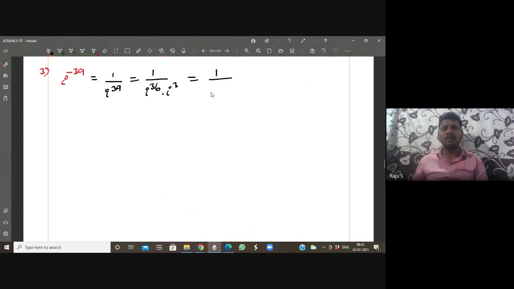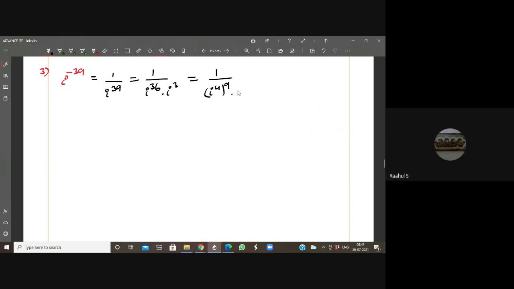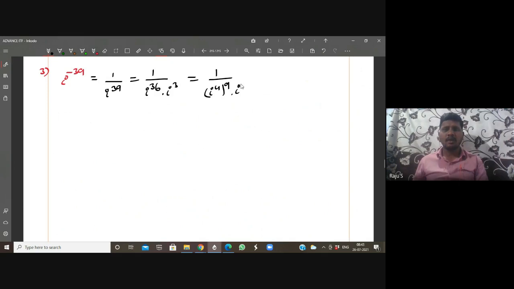Okay, i power 36 is a multiple of 4, that is i power 4 all to the power of 9. I have written it like this. And what is i cube? I cube, sir, minus i. Okay, you can write i square into i also. So 1 to the power of 9 into i squared, which is minus 1, into iota. So this is 1 by minus 1 into iota, minus 1 will come to the denominator. 1 to the power of 9 is 1 only. So finally minus 1 by iota.